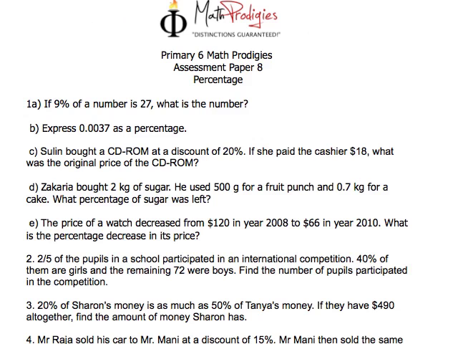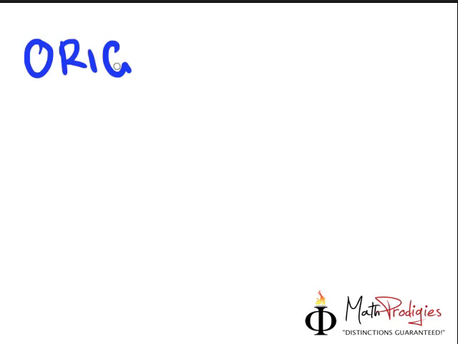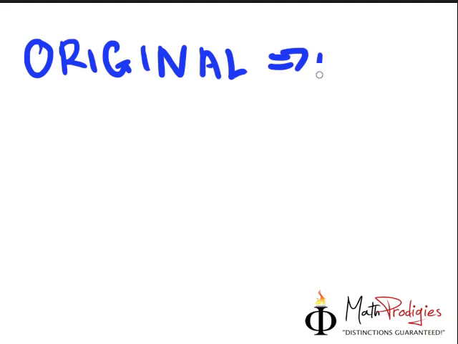Part C says, Su Lian bought a CD-ROM at a discount. This is something called a discount. A discount basically means it's a reduction. We make it lesser, minus, yeah. So if she paid the cashier $18, what was the original price of the CD-ROM? So original price is always what? Original price is always 100%. Please keep this in your head. Original price is always 100%.